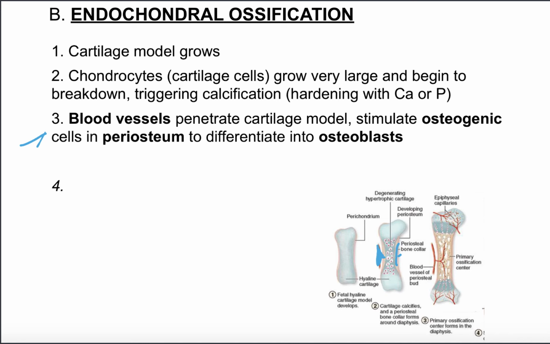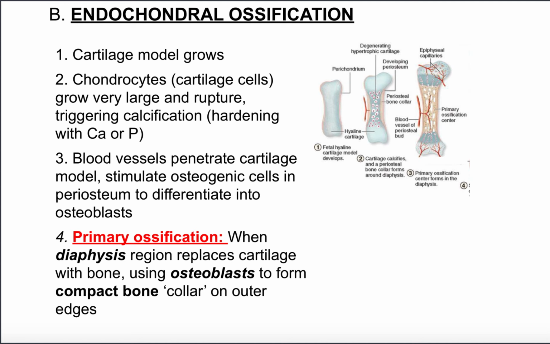The periosteum, if you recall, is the outer edges of the bone. It's going to help deliver osteogenic cells into the edges of the bone, which are then going to turn into osteoblasts, and then it's going to form bone. The process of forming bone initially starts in the middle of the cartilage model. So you're actually forming the diaphysis, or the shaft, first. This is called primary ossification. We start by forming bone on the edges of our cartilage model in the diaphysis region, and we're going to form this bony collar using osteoblasts.